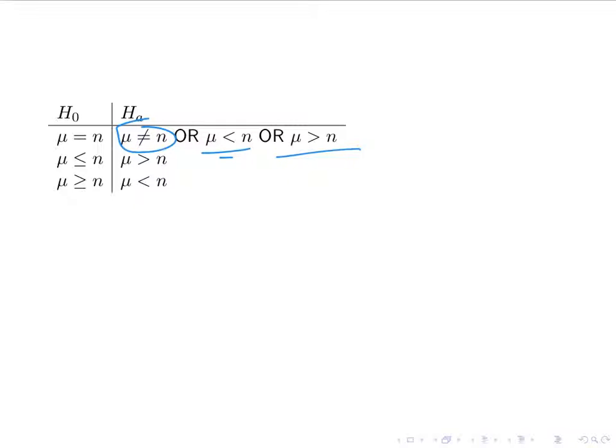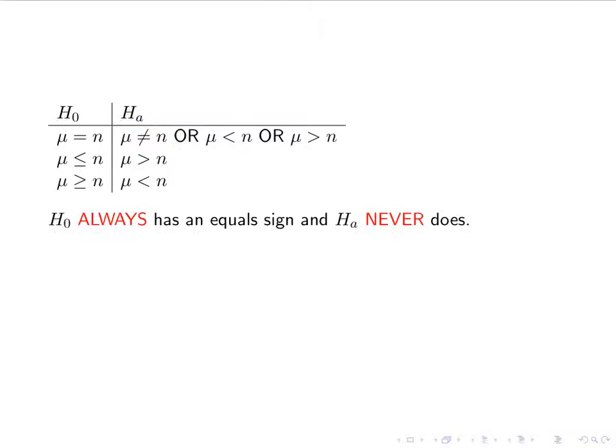Another null hypothesis could be mu is less than or equal to n. The opposite of that is mu is greater than n. And then the other choice for the null hypothesis is mu is greater than or equal to n. The opposite of that, the alternative hypothesis, is mu is less than n. Something to keep in mind, the null hypothesis always has an equal sign. It's either equals, less than or equal to, or greater than or equal to. And H sub A, the alternative hypothesis, never has an equal sign. It's either not equal to, or strictly less than, or strictly greater than. So whichever one has an equal sign has to be the null hypothesis, not the alternative.